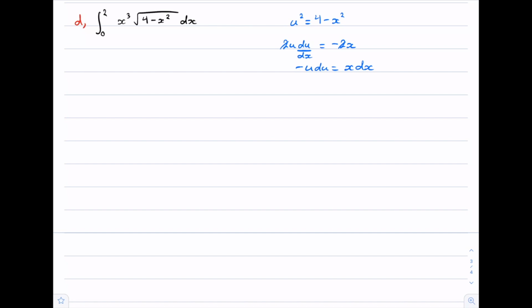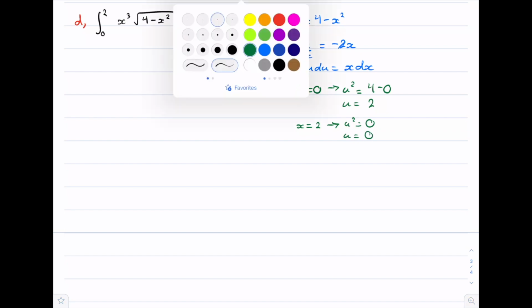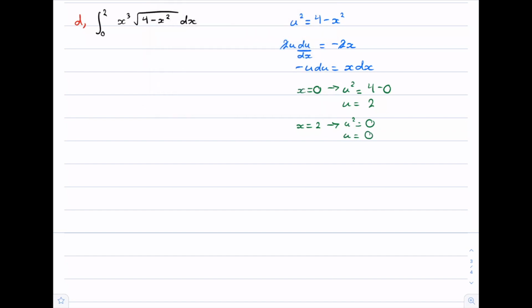But I also need to change my limits of integration. So when x is equal to 0, u squared rather, is going to be 4 minus 0, and so u is going to be equal to 2. When x is equal to 2, u squared is going to be equal to 0, and so u is going to be 0. So now we can go ahead and make our substitution.